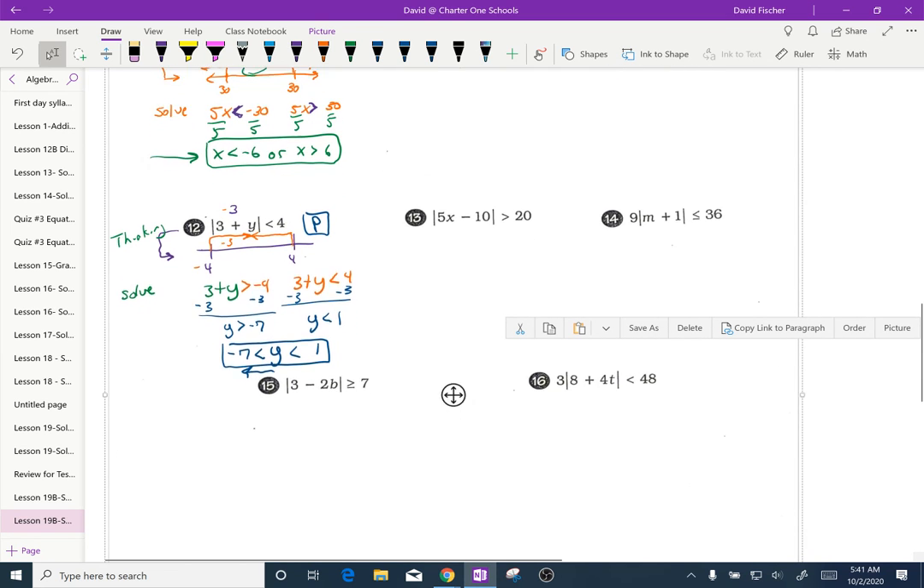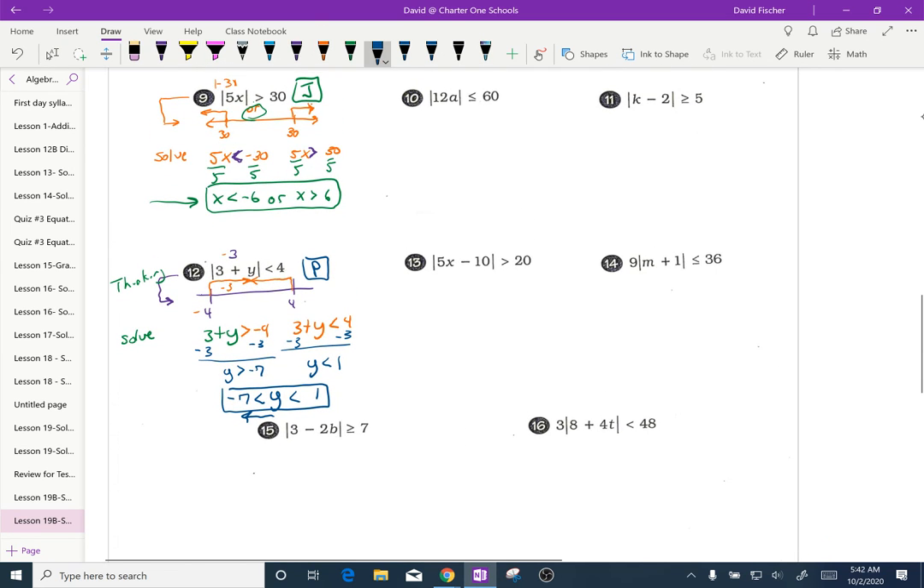Let's go over and do another one. Let's look for a pattern here. Notice that on 9, it was a greater than symbol. 10 or 12 was a less than symbol. Here's another greater than symbol. So what do you think is going to happen on this one? Is this going to be an and or an or statement? Let's think about it one more time. Here's my thinking before I solve it.